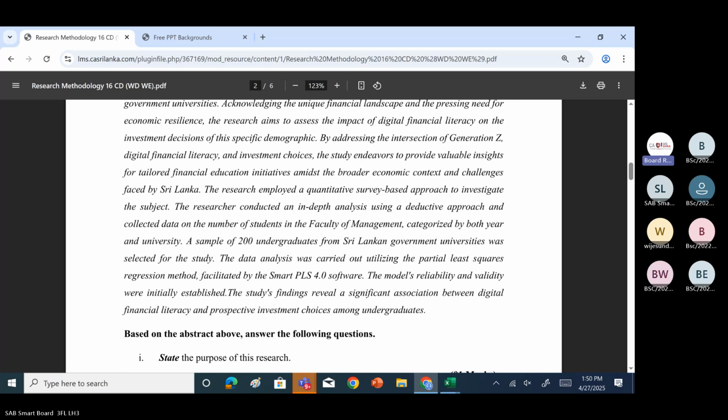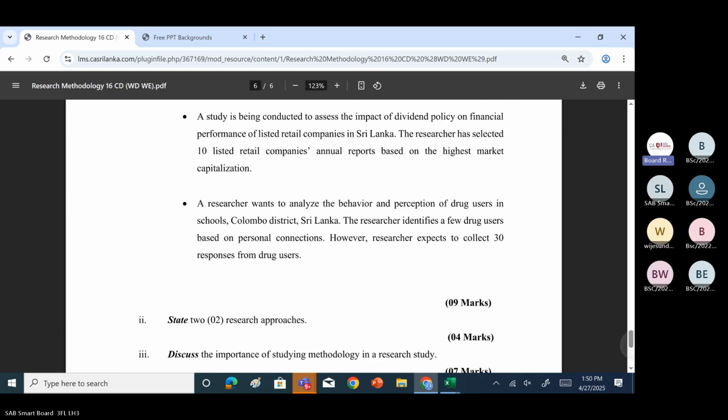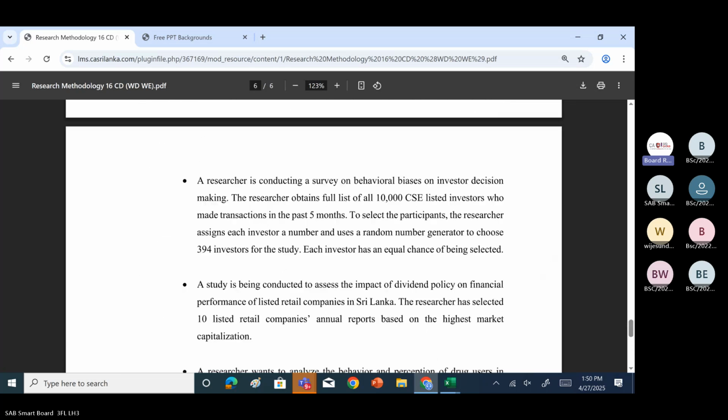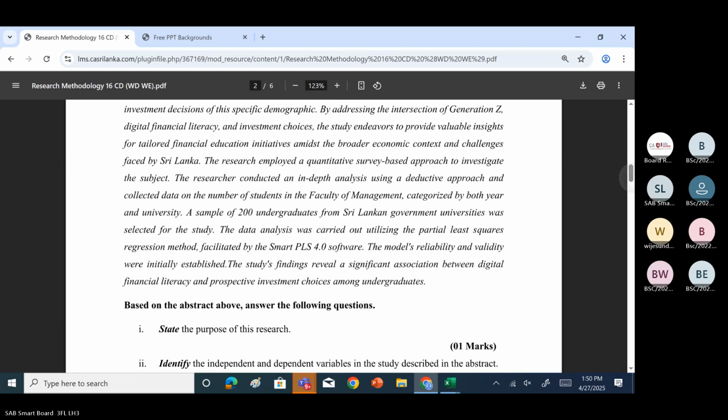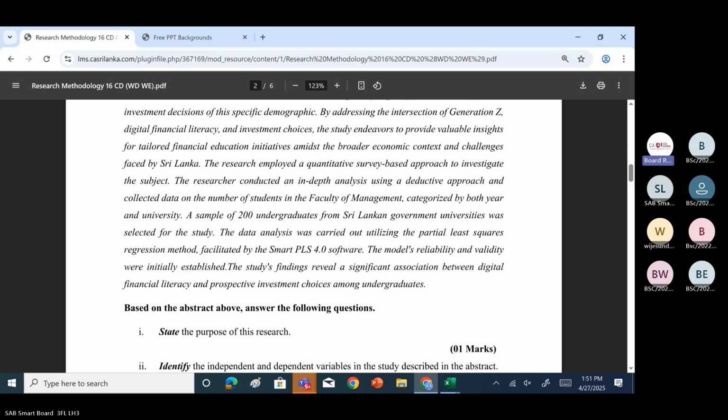Now, once they have discussed the background and other things, what are they discussing? The methodology part, right? So, what is the strategy? Survey-based research strategy. Approaches to investigate the subject. The researchers conduct in-depth analysis using which approach? Deductive approach. And collecting the data on the number of students in the faculty of management, categorized by university.